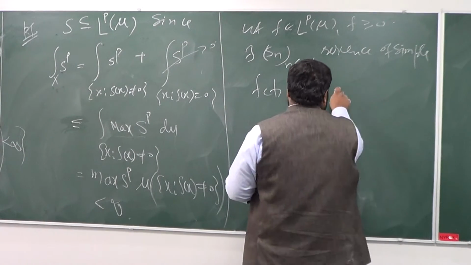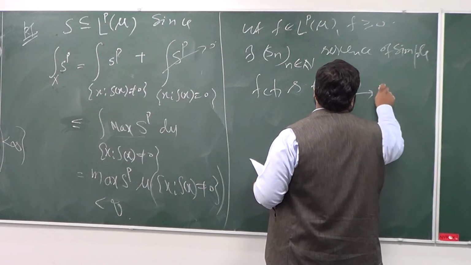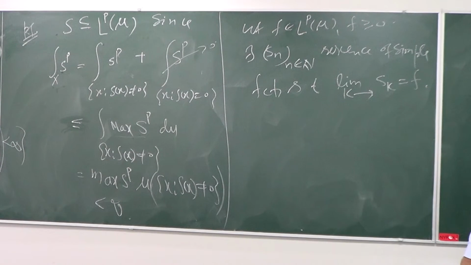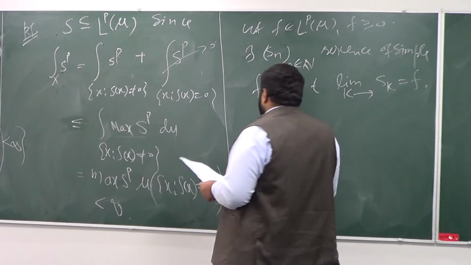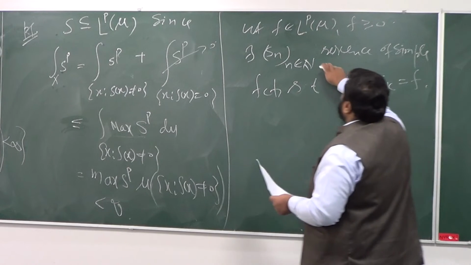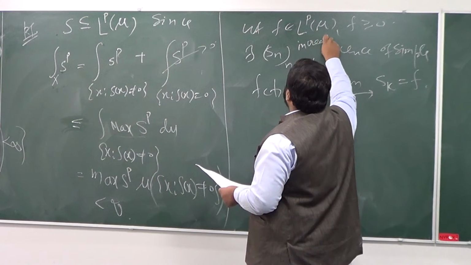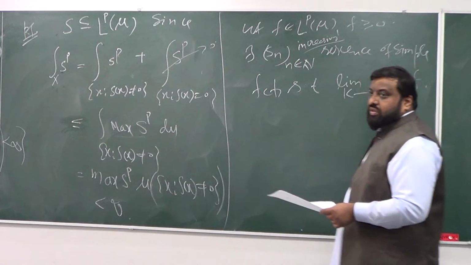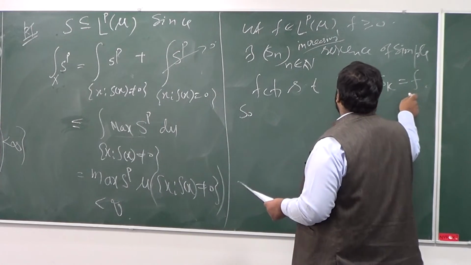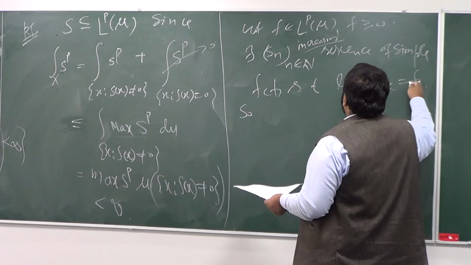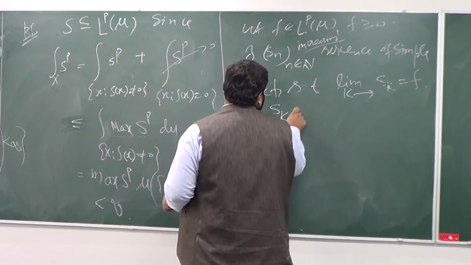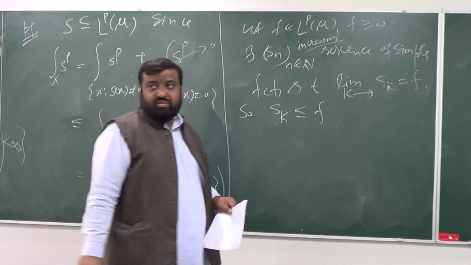Such that as k goes to infinity, f_k goes to f pointwise. And by the way, this sequence of simple functions is increasing as well. It is increasing to f, so f is dominating all the elements of this increasing sequence. So I can say that f_k is less than or equal to f.